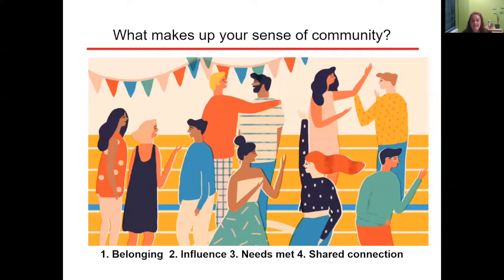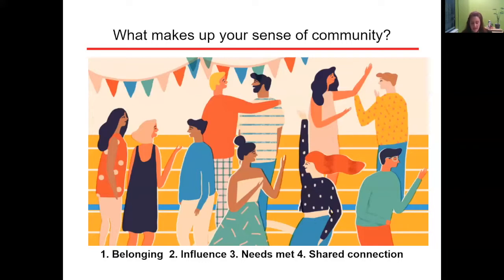The second one is influence. So feeling you matter. You can make a difference to the community, and the community can have influence on its members and on you. So influence. The third one is integration and fulfillment of needs. So feeling your needs can be met by community. And the last one, shared emotional connection. So feeling attachment or bonding between community members through shared experience, place, or history.